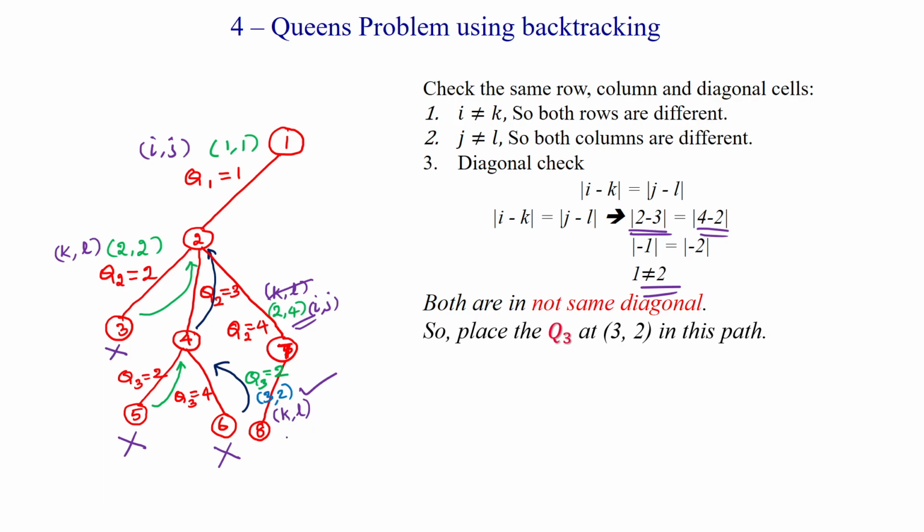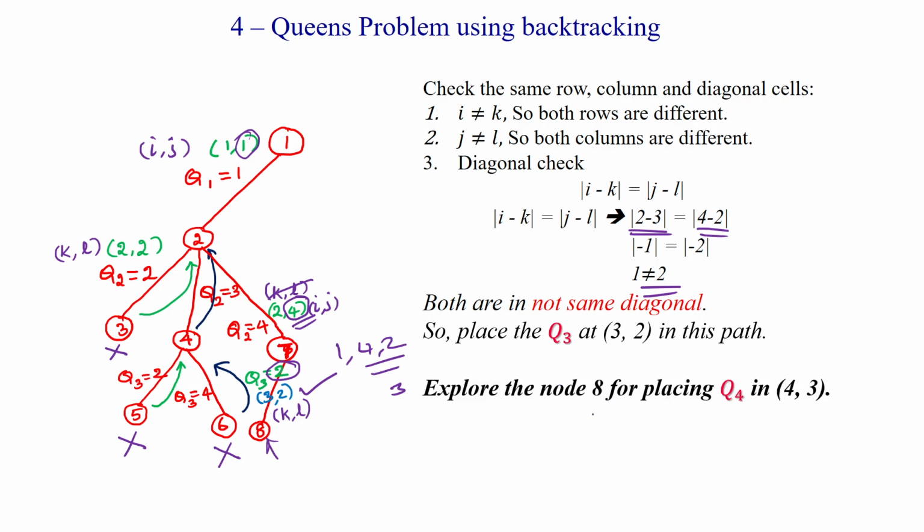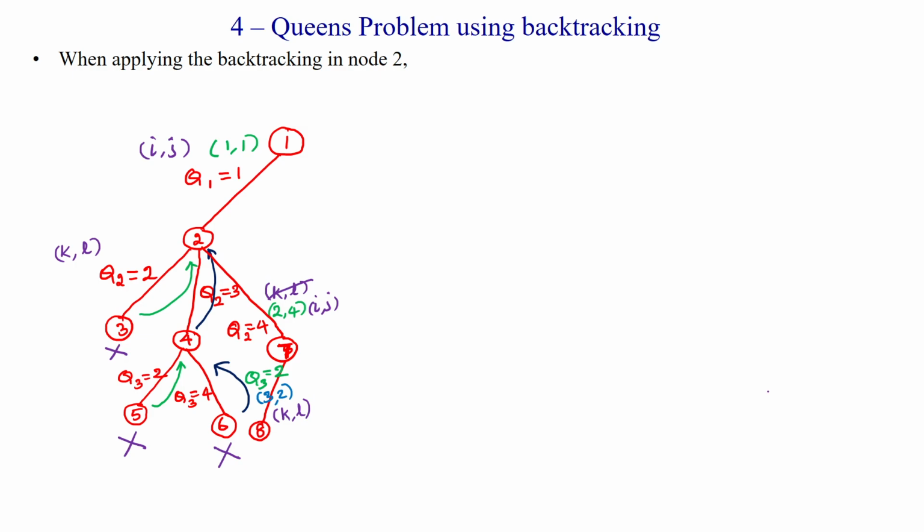After that, we are going to explore node number 8 for placing the queen in one of the columns. Queen 4 has only one option. The first column is selected for the first queen, the fourth column for the second queen, and the second column for the third queen. So 1 4 2 is selected and only the third column remains. For queen number 4 we select the third column, only one option. Now explore node number 8. So queen 4 is placed in the third column.